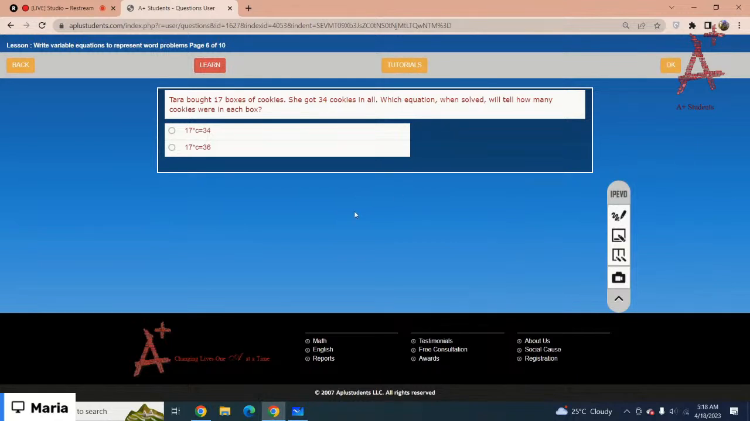Okay, Tara bought 17 boxes of cookies. She got 34 cookies in all. Which equation, when solved, will tell how many cookies were in each box? You don't know how many cookies are in the box. You just have 17 boxes of cookies, and the total cookies they have is 34. So you have to do 17 times C equals 34. That is option number 1.